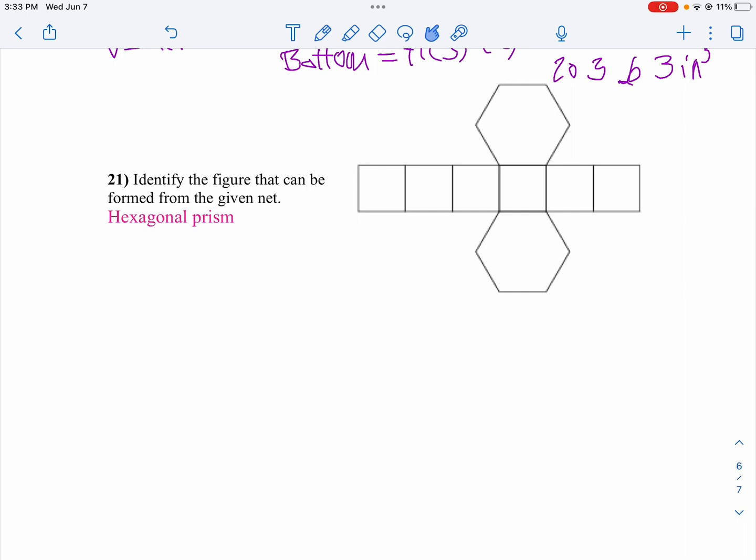And the last one, question 21, notice I've got two shapes here, two bases, so it's not a pyramid, it's a prism. And then what kind of shape is that? We just count the sides. 1, 2, 3, 4, 5, 6. It's a hexagonal prism. So identifying a net is what we have to do in that one.